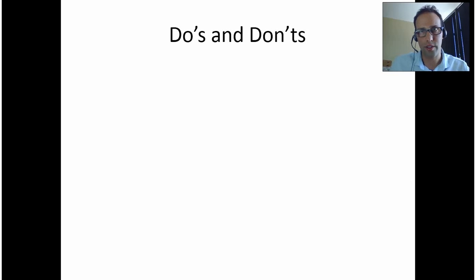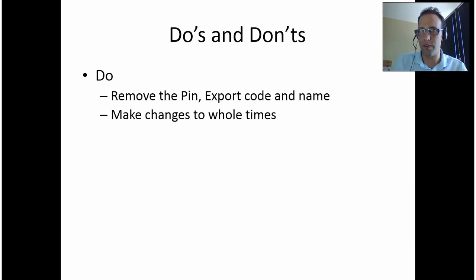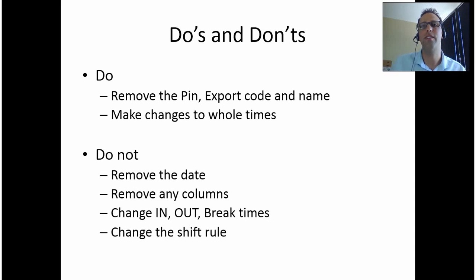Some do's and don'ts, some very important do's and don'ts. We've gone over this already, but I'm just stressing this so that you understand the importance and don't make mistakes in the future and wonder what's going on. Always remember to remove, when you insert a split line, the PIN number, the export code, and the name. Always make changes to hold times and costing information, not to anything else. Some don'ts, and some very important don'ts. Do not remove the date. Leave that in the split line, in every single split line, even if you have 5 or 6 split lines.